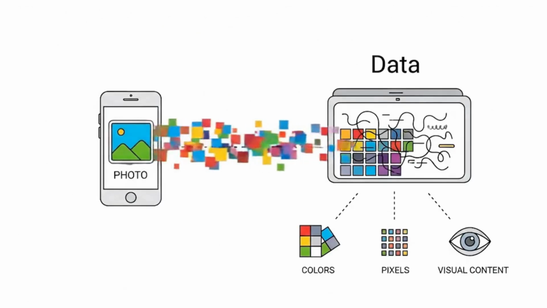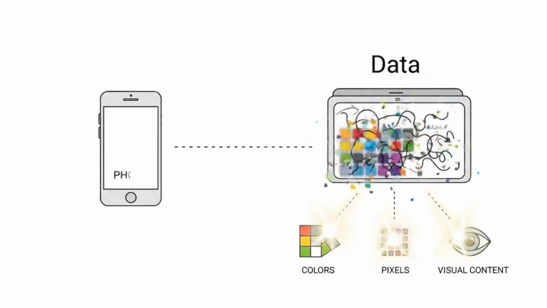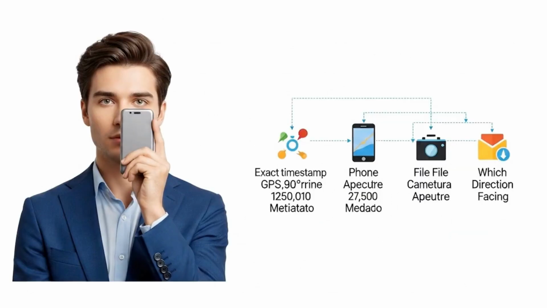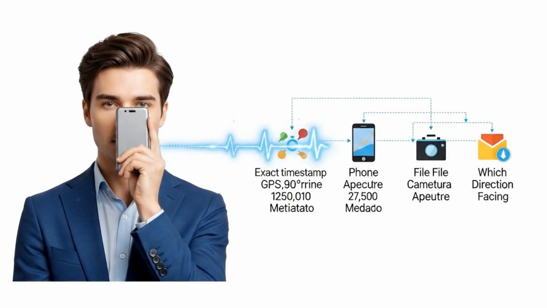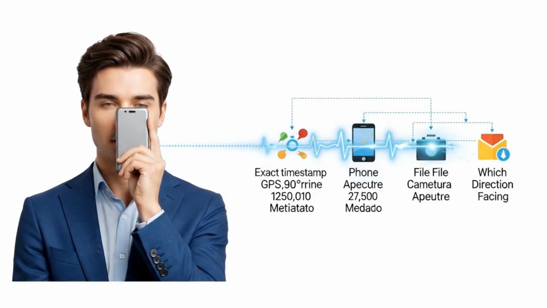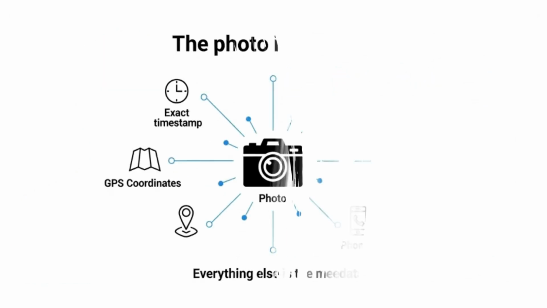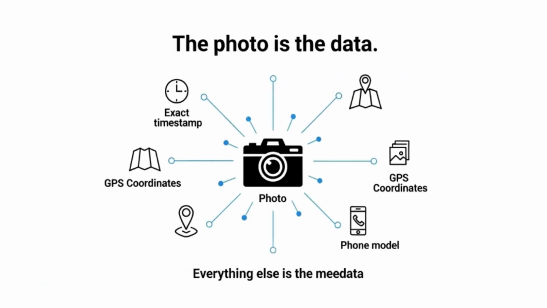Real-world example, your phone photo. When you take a photo, the data is the actual image, the colors, pixels, and visual content you see on your screen. But quietly embedded in that same file is metadata, the exact timestamp, GPS coordinates of where you stood, the phone model you used, the camera aperture, the file size, and even which direction you were facing. You never typed any of that. The system captured it automatically. The photo is the data. Everything else is the metadata.